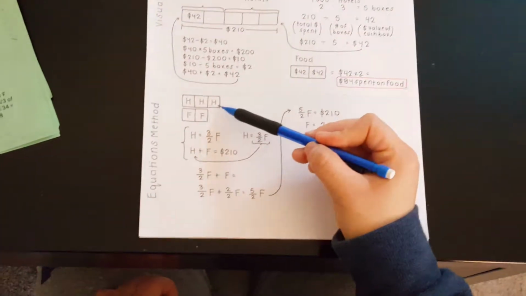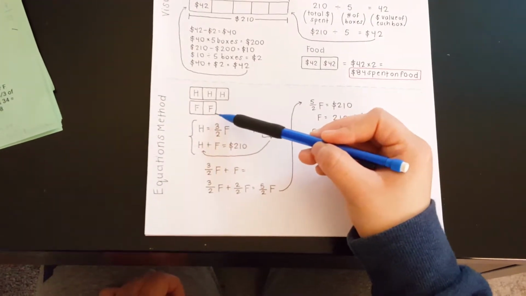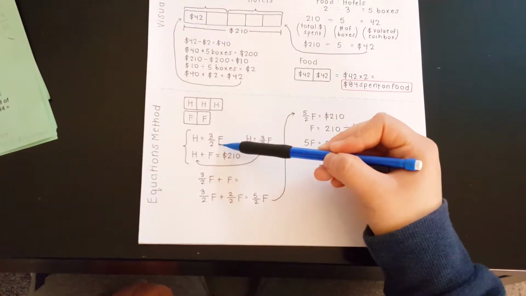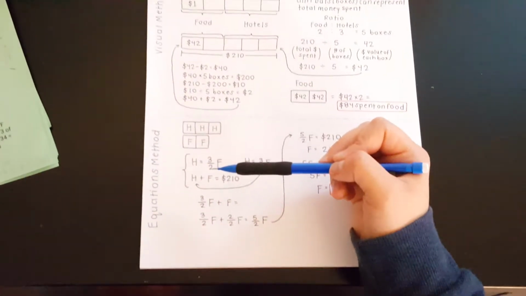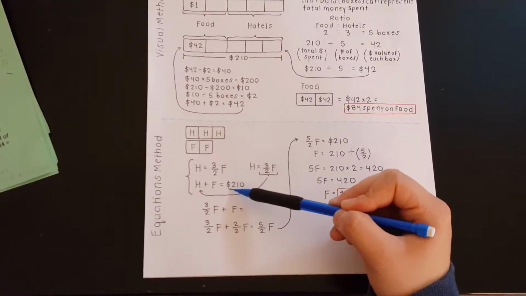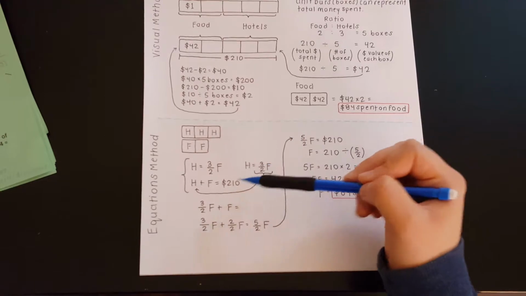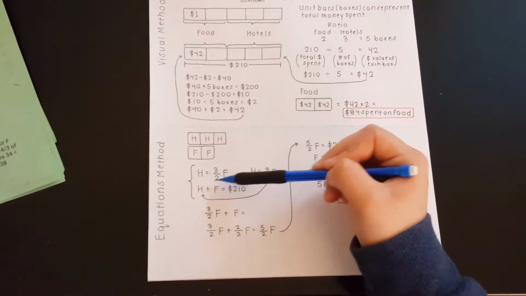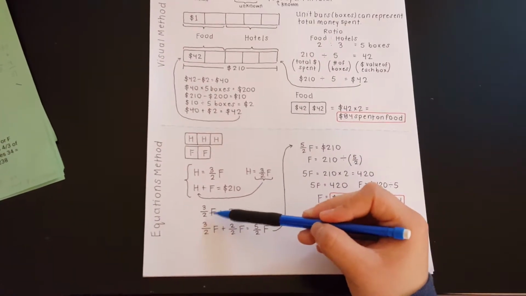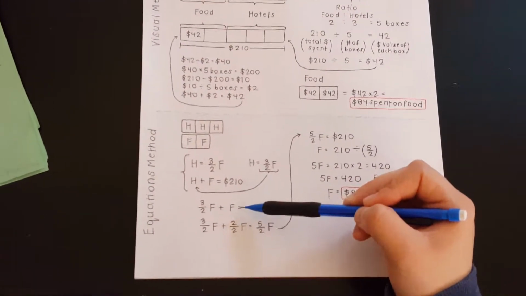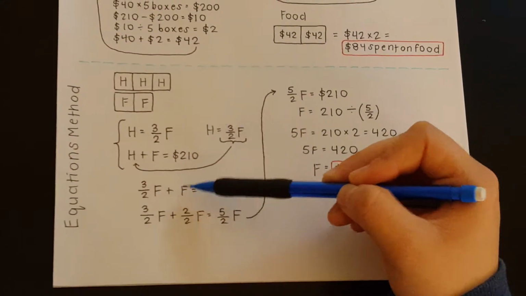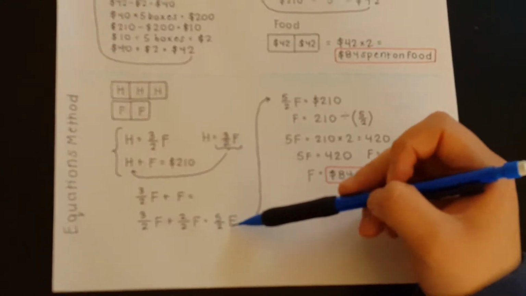We know that 3 boxes are dedicated to hotels and 2 to food. However, H equals 3 halves of F, which we can use in a system of equations, with hotels plus food equaling $210. We can manipulate this equation by plugging the known information into H, leading to 3 over 2 of F plus F, and simplifying that is 3 over 2F plus 2 over 2F, since F is a whole number, totaling up to 5 over 2F.